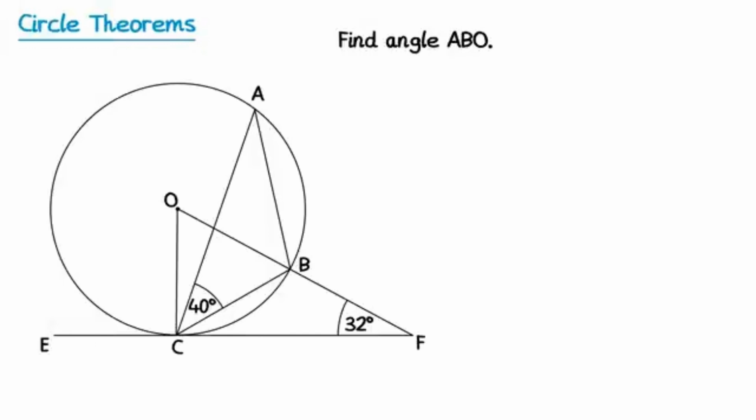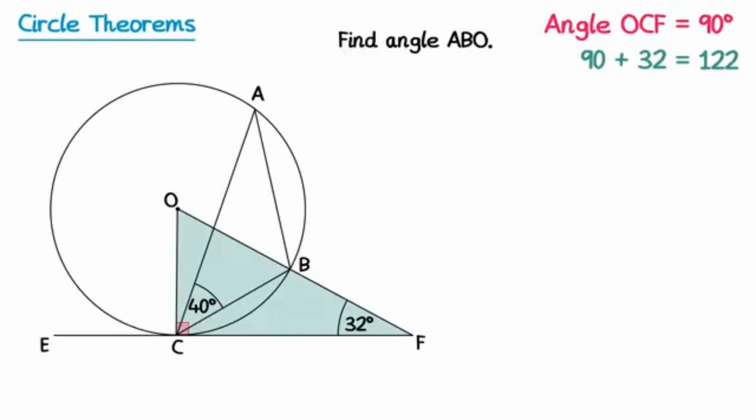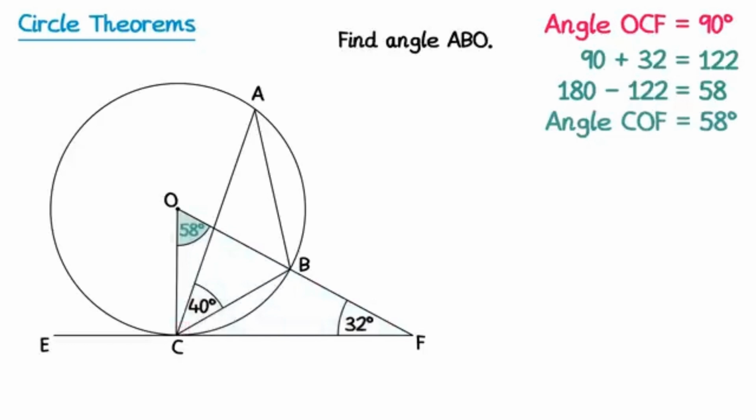To begin this question, we're going to look at the line ECF, which is a tangent to the circle, and also the line OC, which is a radius. One of the theorems said that a tangent meets a radius at 90 degrees, so we know this angle here is 90 degrees. So let's write that down, angle OCF equals 90 degrees. Now we're going to look at the whole triangle OCF, this one here. We have two of the angles in this triangle, we have the 32 degrees and the 90 degrees, so we can find the missing one. If we add together 90 and 32, you get 122, and if you subtract this from 180, you find the missing angle is 58 degrees. So we can write that angle COF equals 58 degrees, and label this onto the diagram.